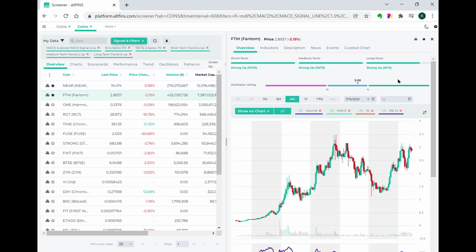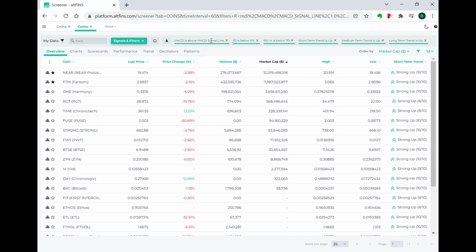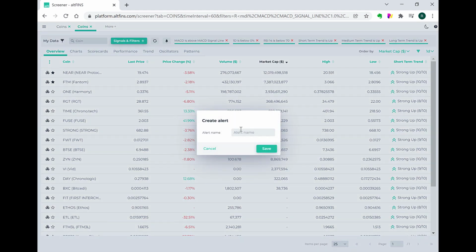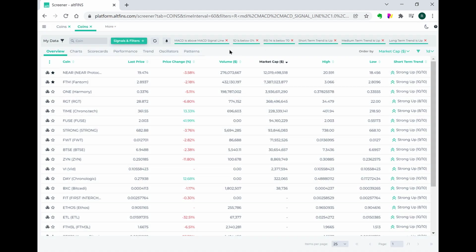And before we discuss the chart on Fantom, let's get back to the screen or the predefined market scan that we have here. What can you do with it? Well, first of all, you can create an alert that will send emails and also notifications about coins that satisfy this criteria. You will find them in your email box if you want to receive alerts for this particular market scan.